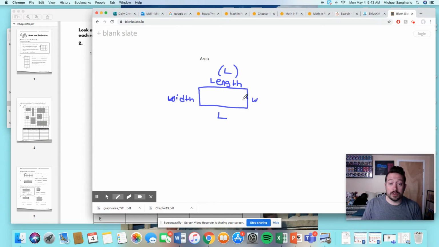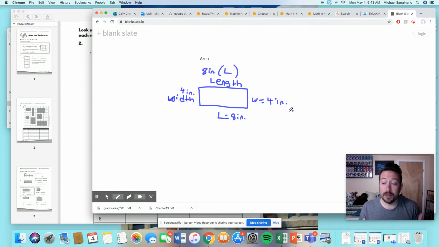Now, what's important to understand is that if this, say, was 8 inches, the opposite side of the rectangle is the same number, 8 inches, because the opposite sides are always the same measurement in a rectangle. Just like a square, all 4 sides are the same measurement. So if the length was 8 up here, the length down here has to be 8 inches. Now, if this width was, say, 4 inches, the opposite side has to be 4 inches.